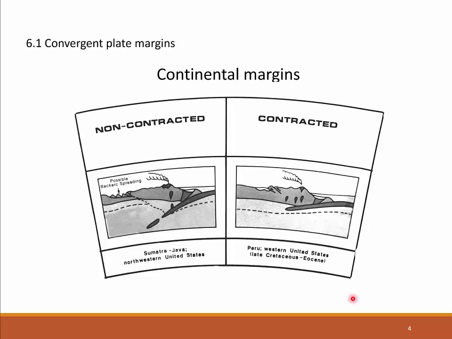Along continental margins, of course, we also can have convergence, and here are two settings that are different and that are tectonically important: the non-contracted or extensional versus the contracted setting. We see here subduction along a plate margin, a continental margin forming a volcanic arc. We see here various structures that we are going to discuss in more detail.